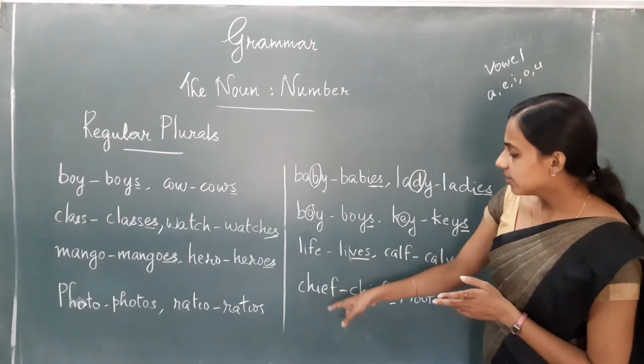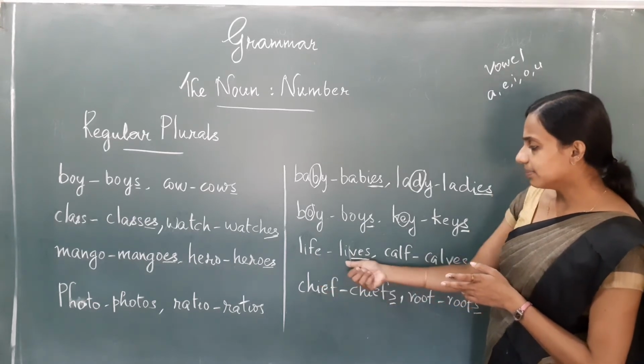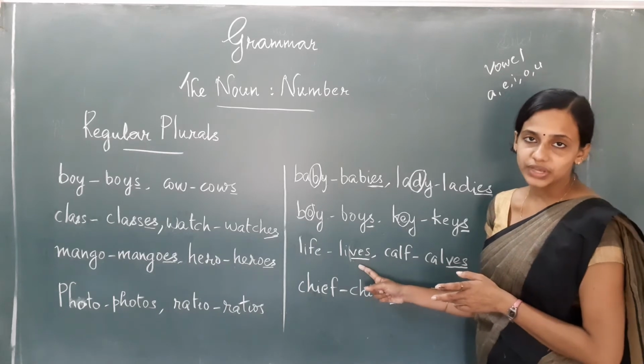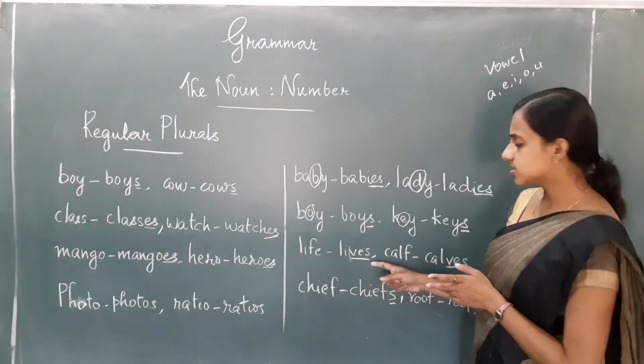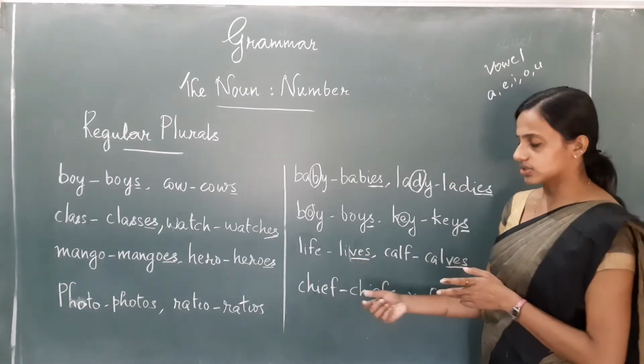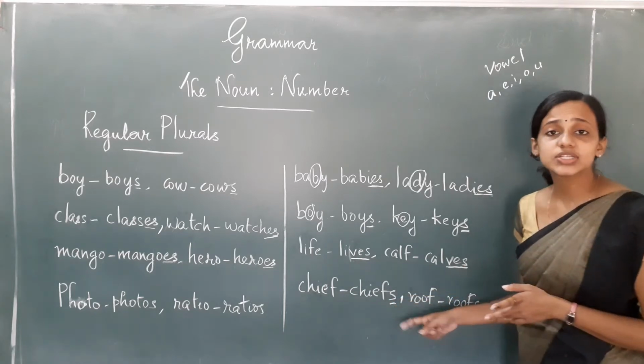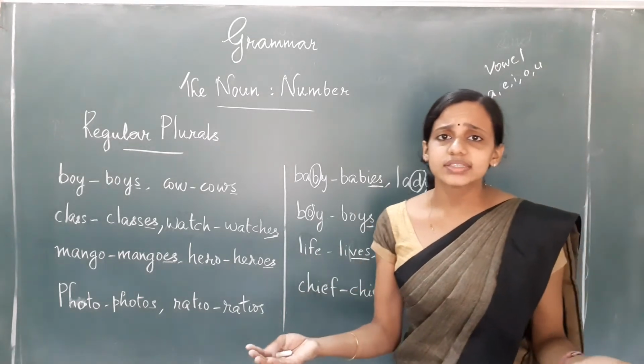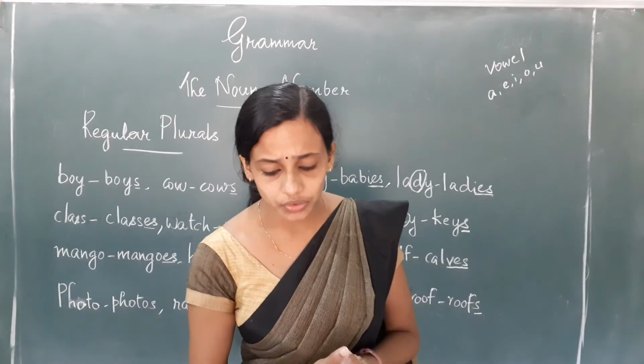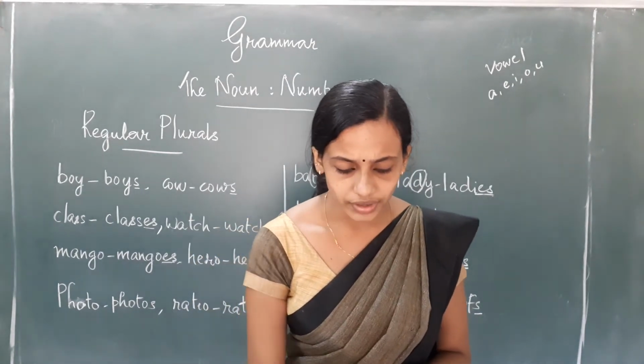And for nouns ending with F and FE, in some cases, F is changed into V and we put ES: lives, calves, etc. And in some cases, we will just put S. All the examples are given in your grammar textbook. You can check it. Now, we are moving on.